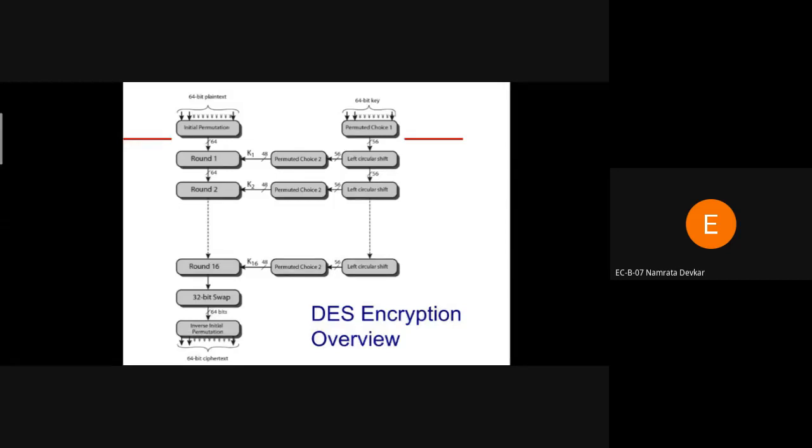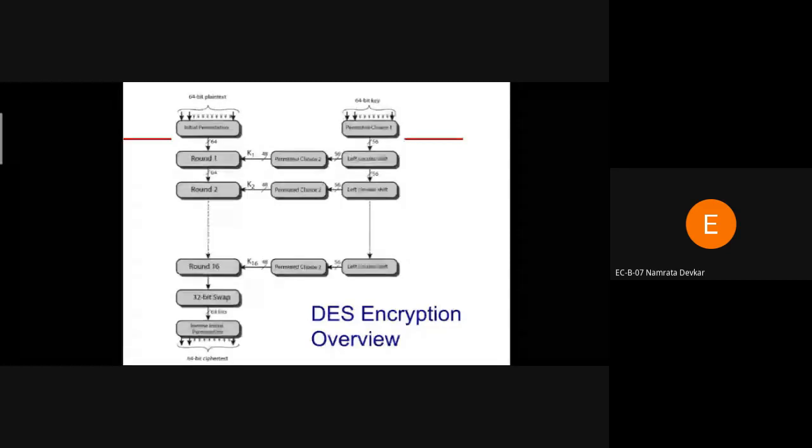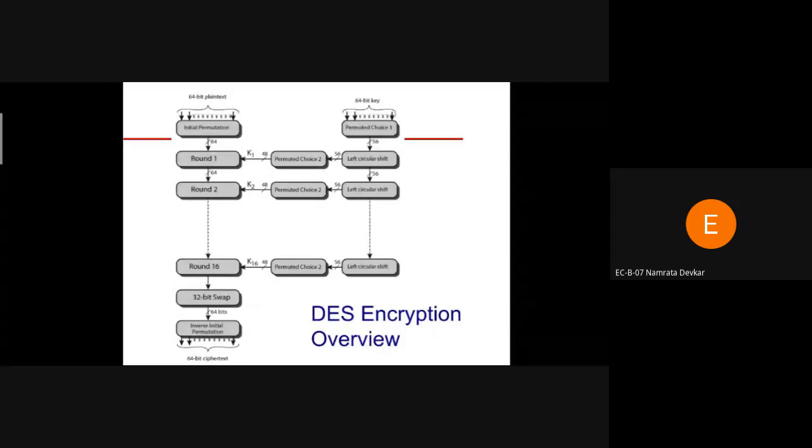Once the information is encrypted, by using the inverse initial permutation, again we can perform the decryption. So first we have to perform the permutation, and for decryption we can use the inverse permutation. Okay, so this is a simplified structure of the DES algorithm.